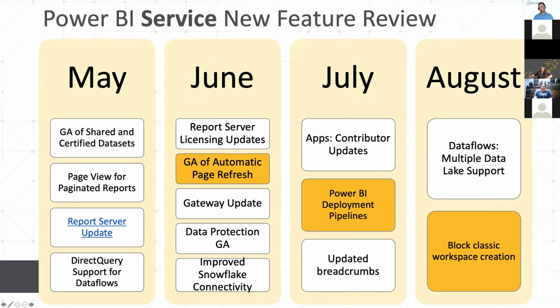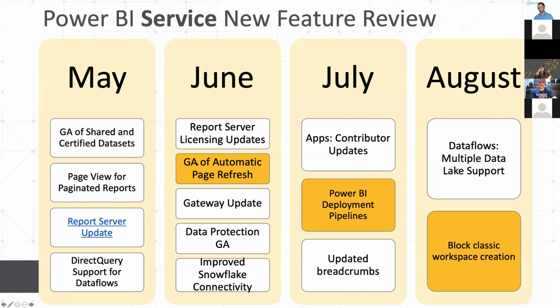The Power BI service, if possible, got even more. Some of these actually happened, most of it happened in May and June, and I just spread it out to July just to make it fit. But they've GA'd the shared and certified datasets, as well as the sensitivity labeling for reports. If you use paginated reports, you can now create a page view. There was a report server update.